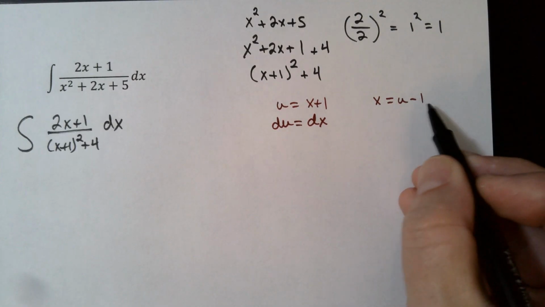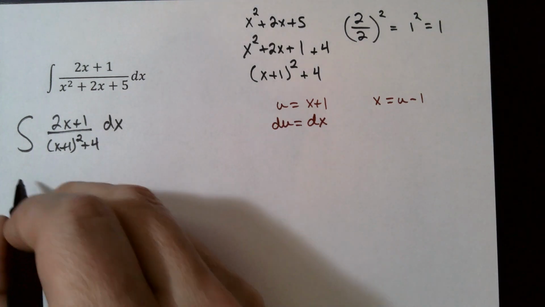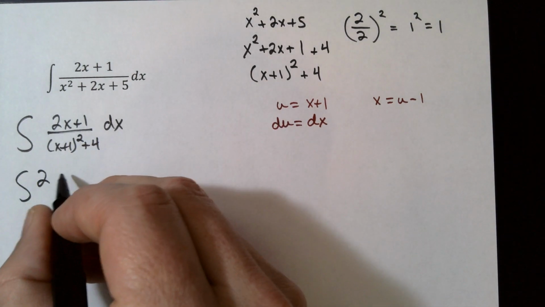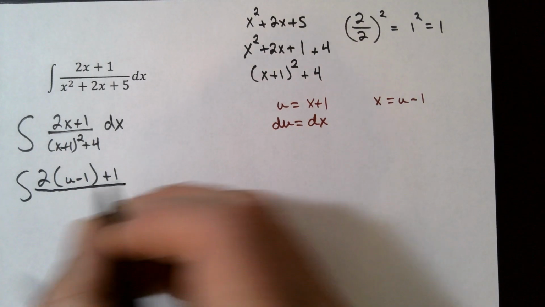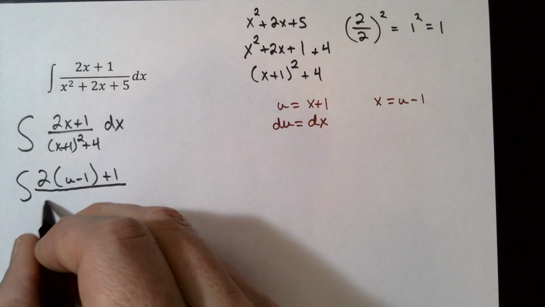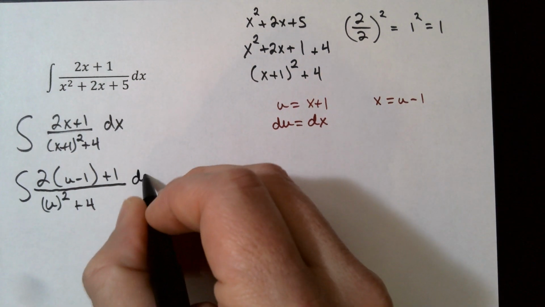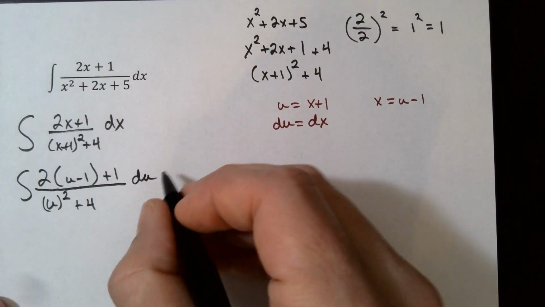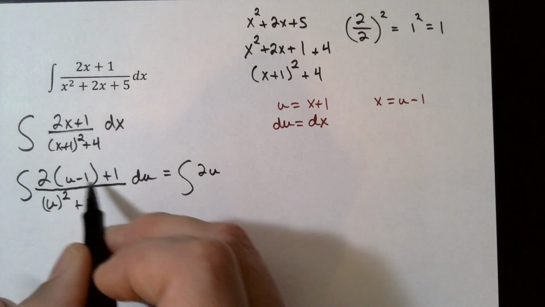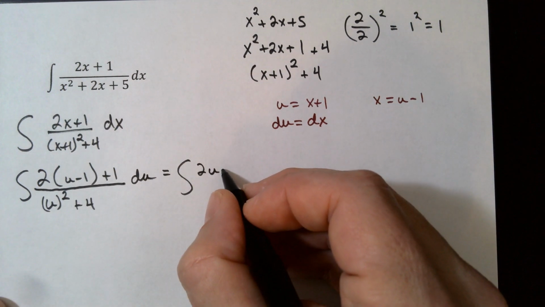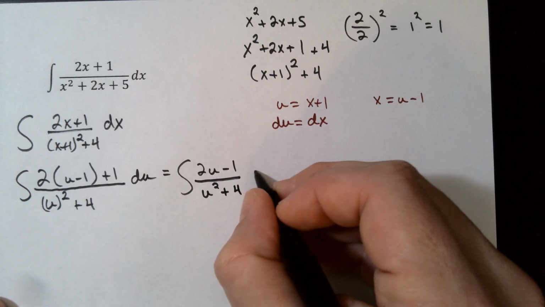Okay, so I'm going to substitute in. Everywhere I see an x, I'm going to put u minus 1, and everywhere I see an x plus 1, I'm going to put a u. So here's the x: 2 times (u minus 1), plus 1, divided by, x plus 1 is u, so u squared plus 4, du. Okay, let's distribute this 2 out, so that will be the integral of 2u, and then minus 2 plus 1, which is minus 1. And on the bottom, we just have u squared plus 4 du.